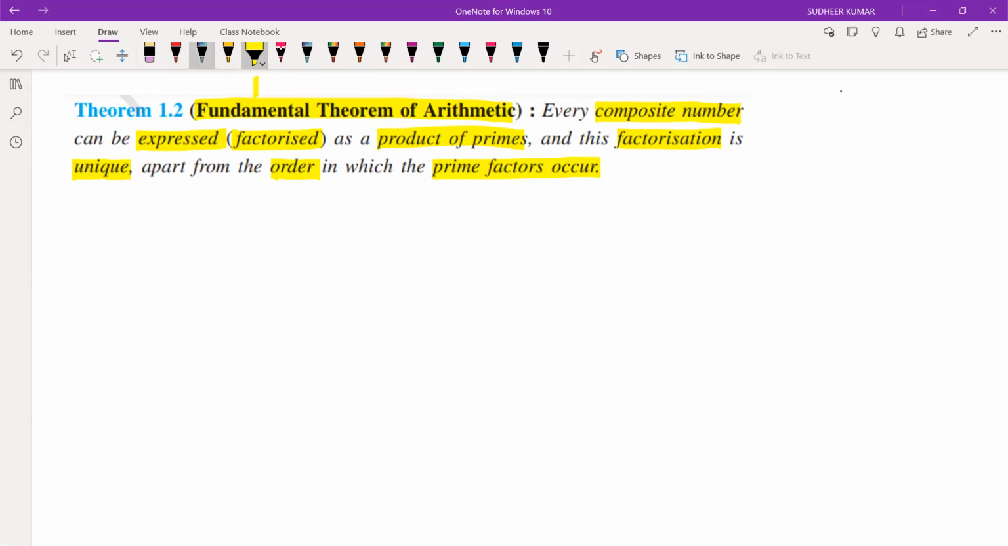So what is a composite number? Can you tell me what a composite number is? So the factors are more than one and itself, sir. Other than one and itself, it can have other factors also. Yes. If a number consists of two factors, one and itself, it is a prime number. If it has more than two factors, then it is called a composite number.